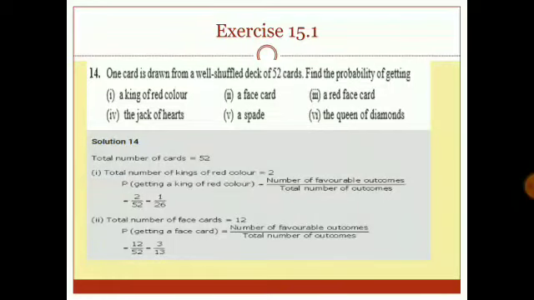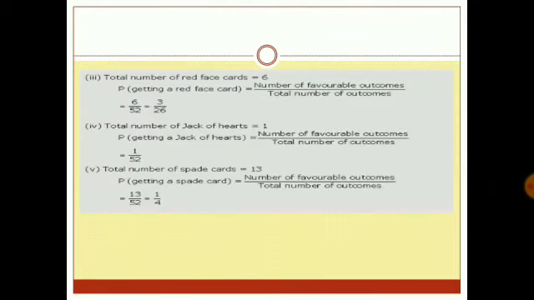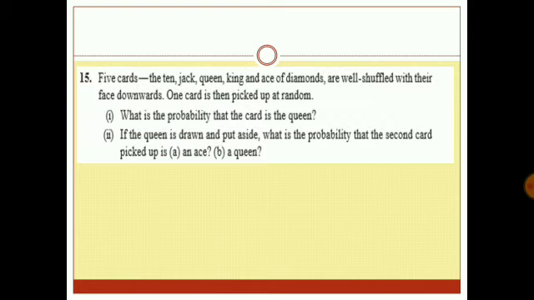So we have done all these parts. You can check the answers. We are now doing the 15th question of exercise 15.1. 5 cards, the 10, Jack, Queen, King and Ace of Diamonds are well shuffled with their faces downwards. One card is then picked up at random. What is the probability that the card is a queen? Now out of these 5 cards, we have just one queen. So the probability of getting a queen will be 1 by 5.